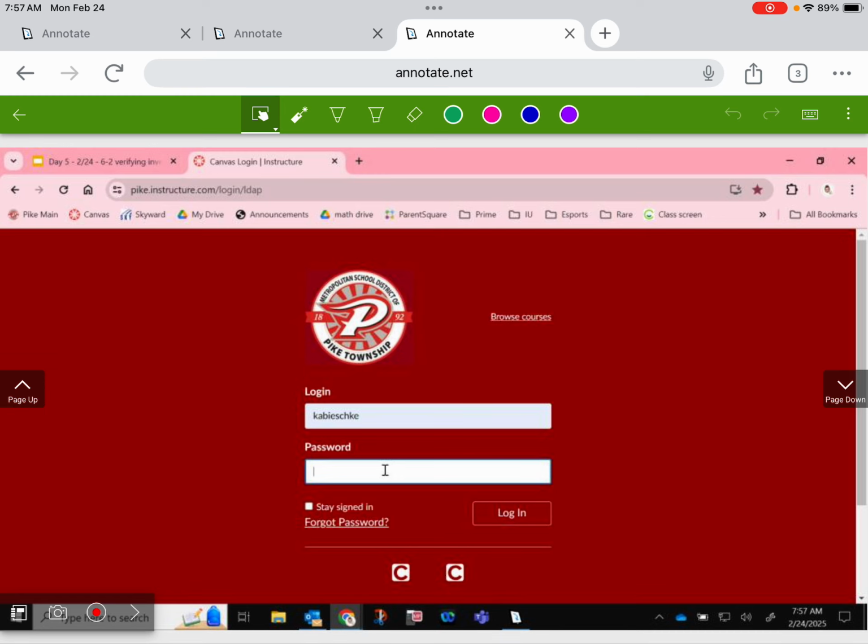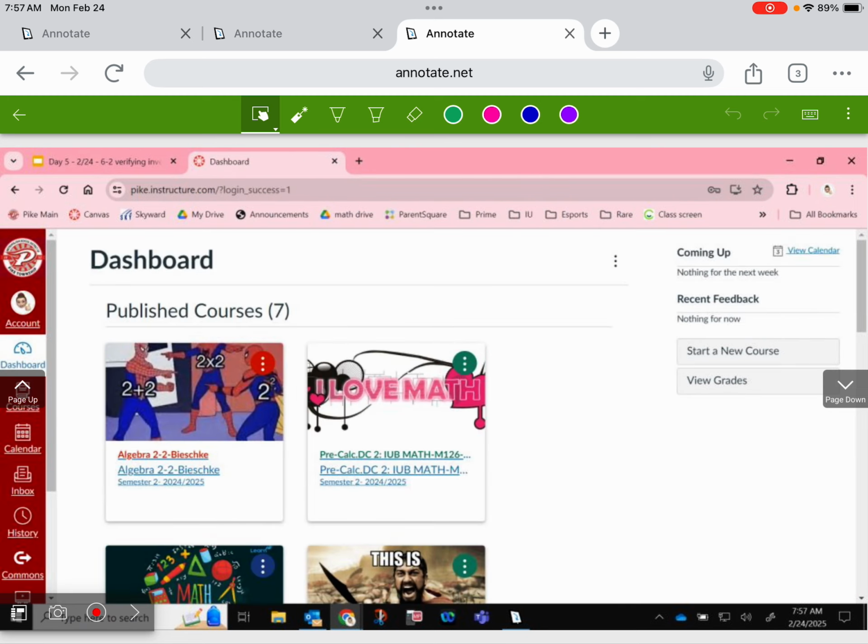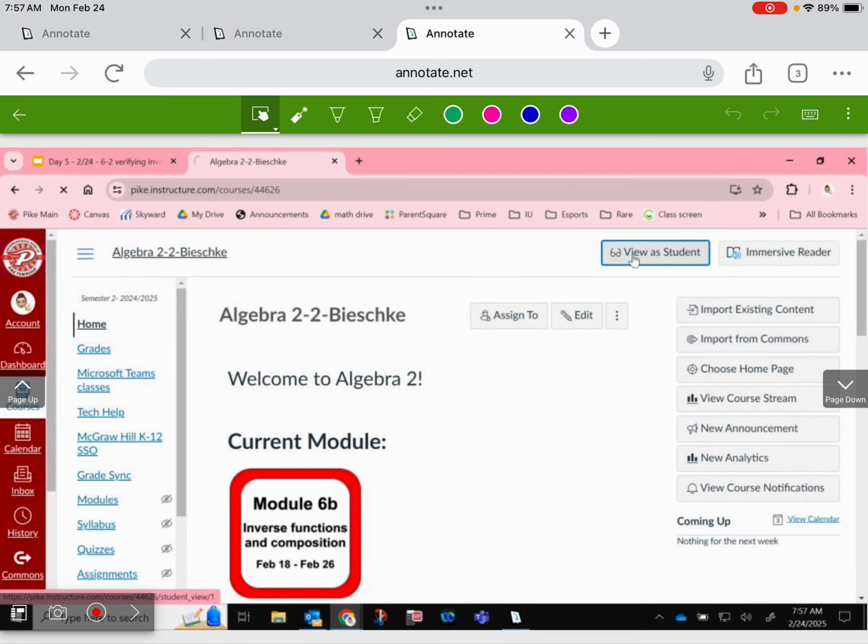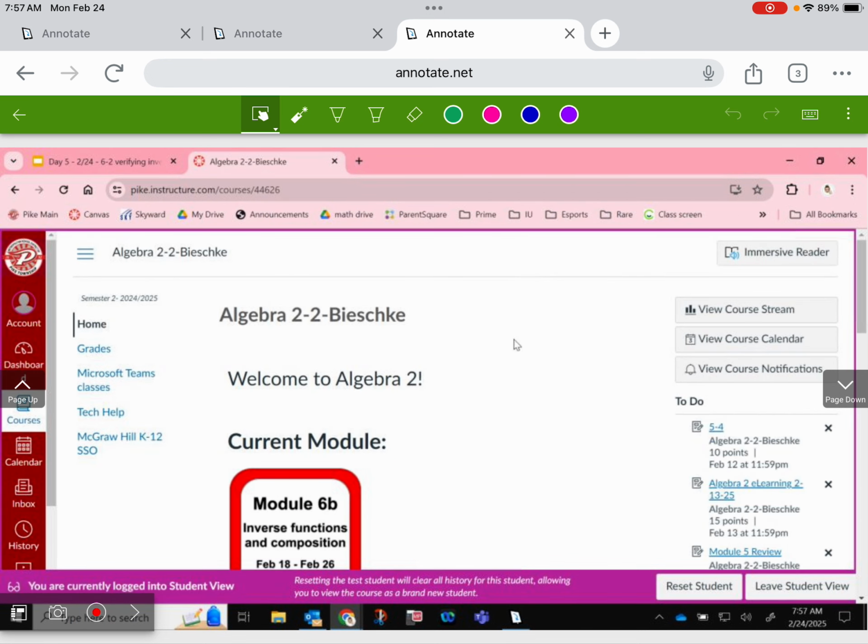So the Canvas assignment, when you sign in on Canvas, it should show up in your to-do list. Are we still able to do the one from last week? Yes, you should be able to. So it should show up over here on your page.